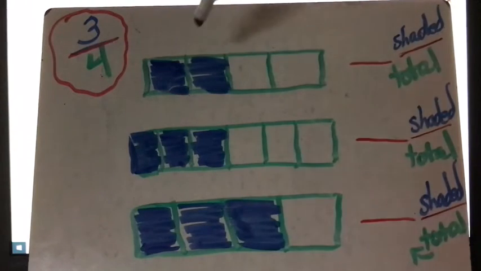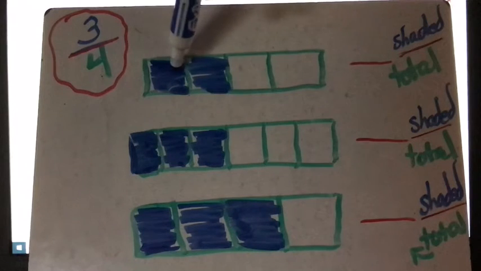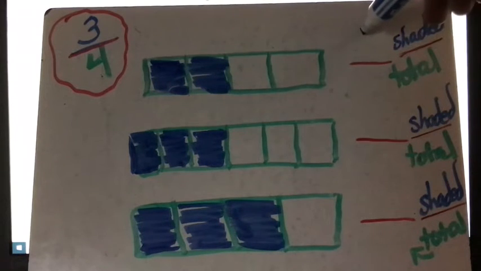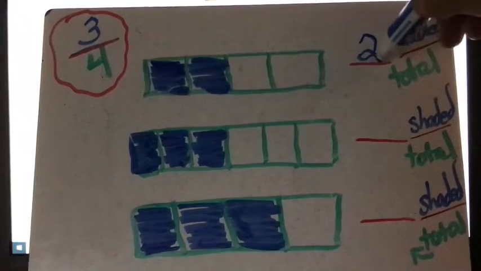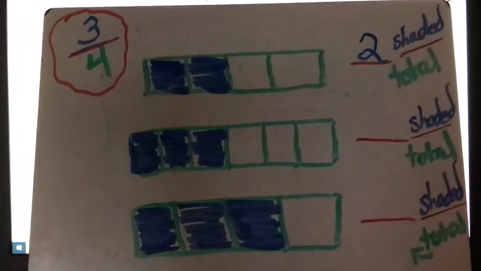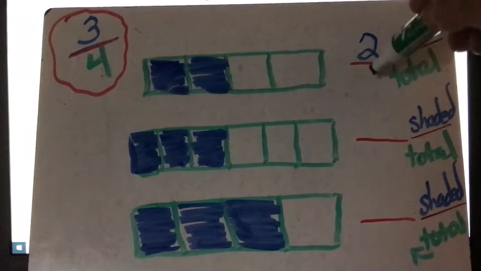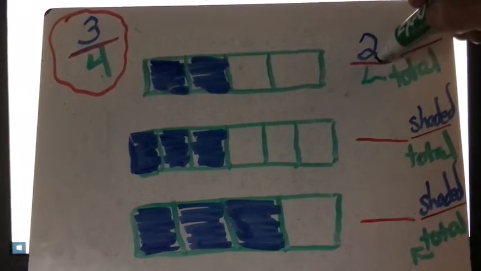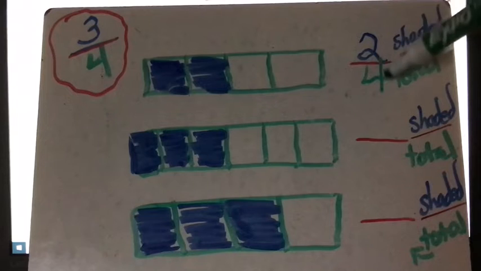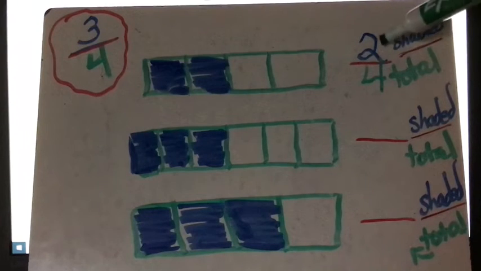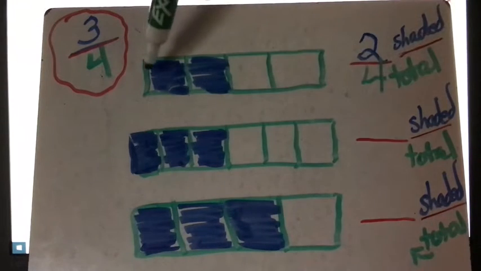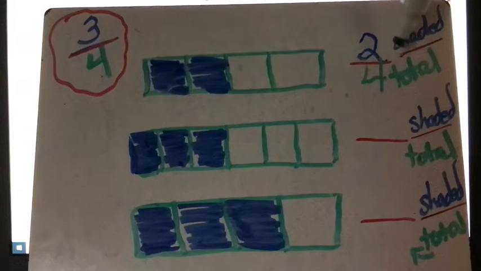Let's look at our first one. We have 1, 2 shaded, and we have 1, 2, 3, 4 total. So we have 2/4 shaded or half. 2 is half of 4. You can see half of this is shaded in. This fraction does not match the 3/4, so that cannot be our answer.